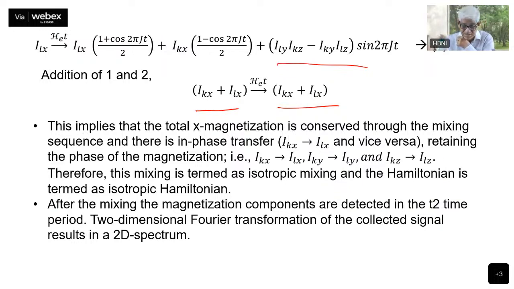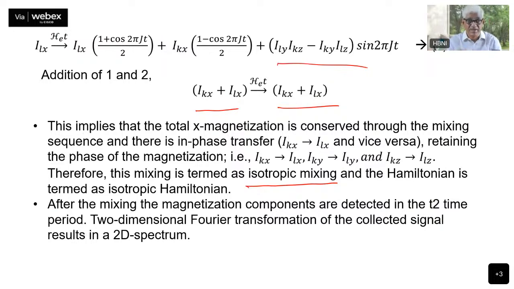Therefore, the mixing is termed isotropic mixing, because you maintain X and X, Y and Y, Z and Z; it does not change the phase of the individual magnetizations. Whatever mixing happens during the spin lock is called isotropic mixing. And the Hamiltonian is therefore termed the isotropic Hamiltonian. The strongly coupled Hamiltonian here is now termed the isotropic Hamiltonian.